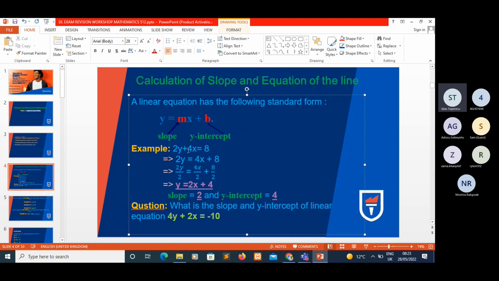So always you have to bear in mind when you are dealing with these linear equations and solving them. So if I take my 4x, on this side it becomes a positive. So when it becomes a positive, now I'm left with what? 2y.